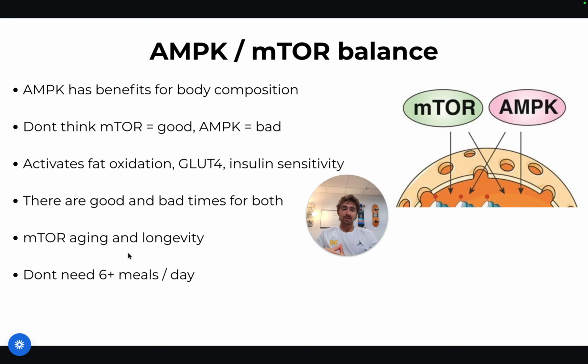I've tried OMAD diet before. It's not the best for specific muscle growth, but the whole point I'm trying to get across is you don't need to just have a ton of meals for the best results for this, because there's always a balance for this. And yeah, that's really all I need to get across there.